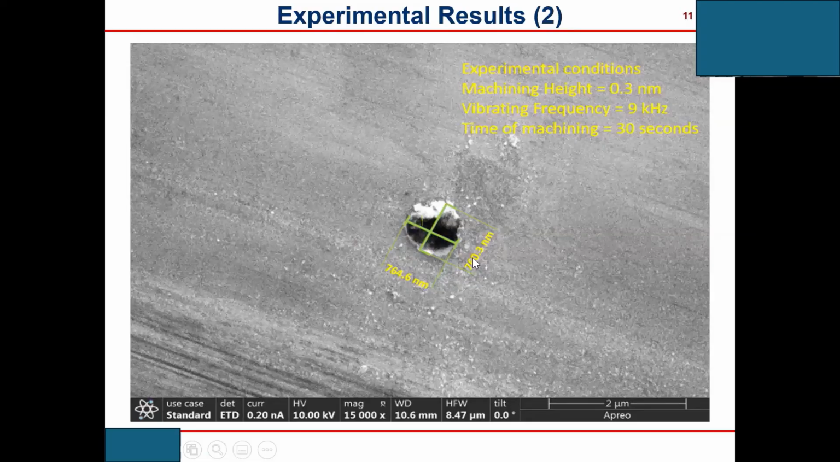Here, this one is more circular. So experimental conditions are given here also. Machining height 0.3 nanometer, vibration frequency, this time we use 9 kilohertz, time of machining, we use 30 seconds. So this is very, very circular. Here is 746, and this is 764, this is 760. It's in two orthogonal directions, and the dimensions are very, very close.